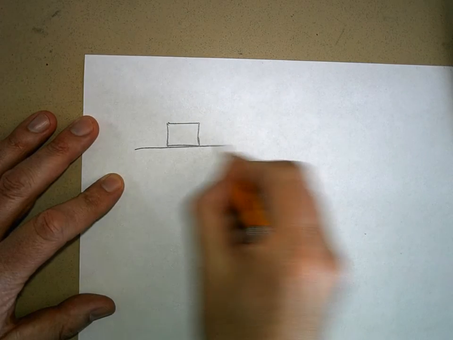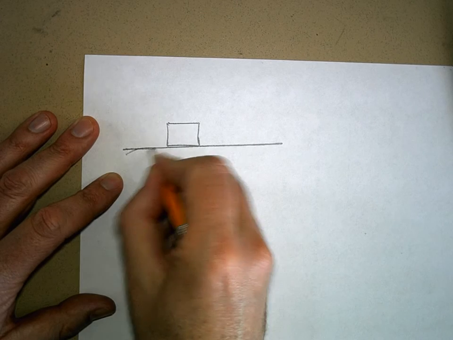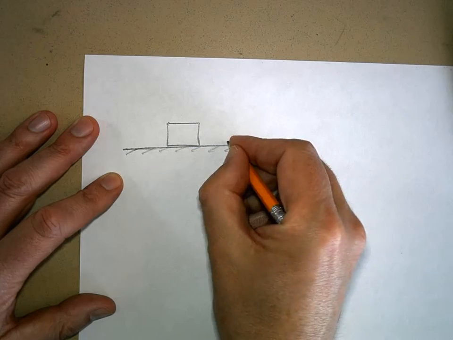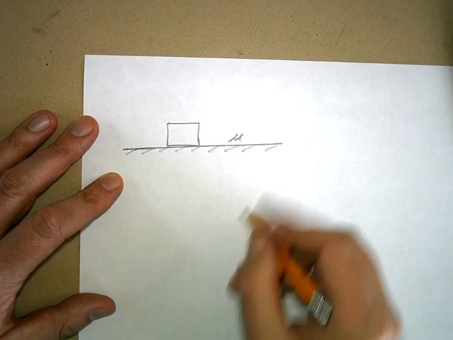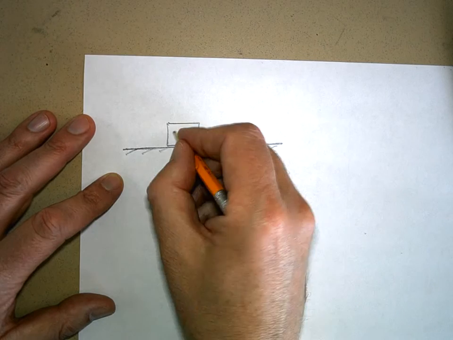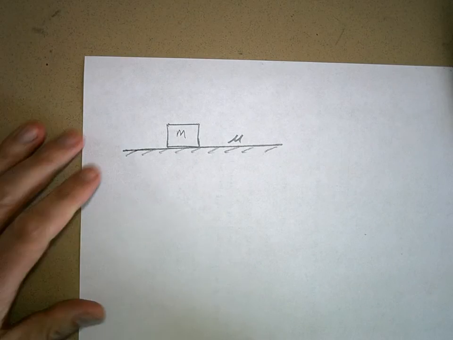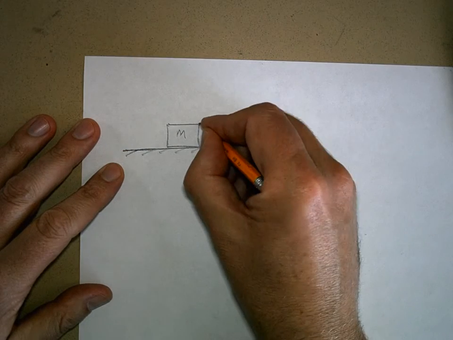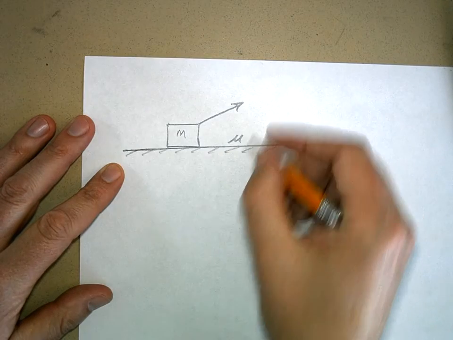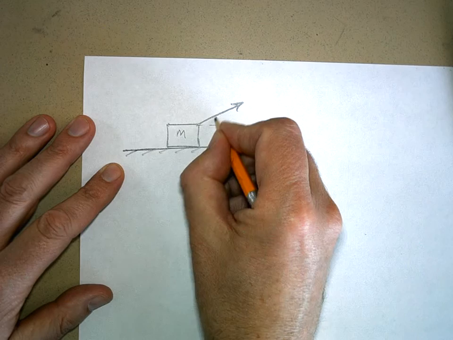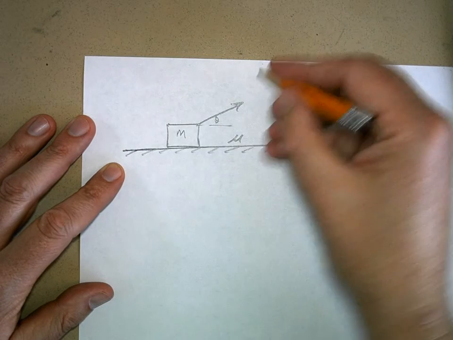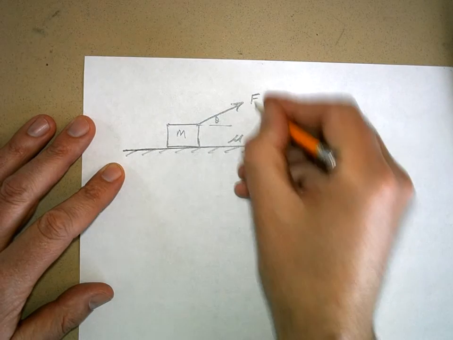All right. And so here's my situation. I've got a rough surface. So here's my coefficient of kinetic friction. I'll just call this mu. And I'm going to apply a force to it like this. And this force is at an angle of theta. And here's my applied force.